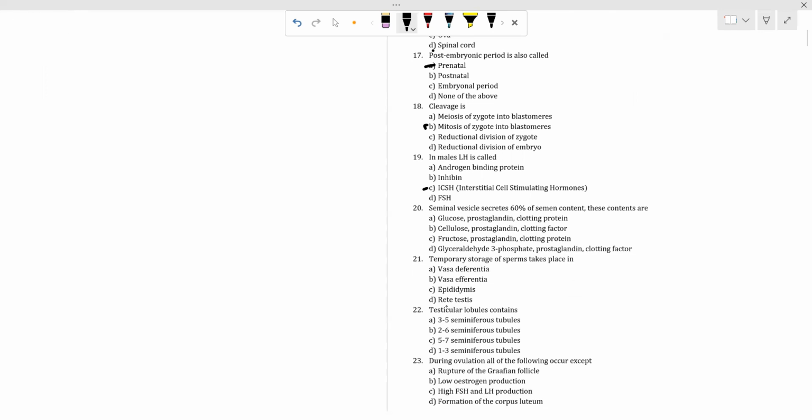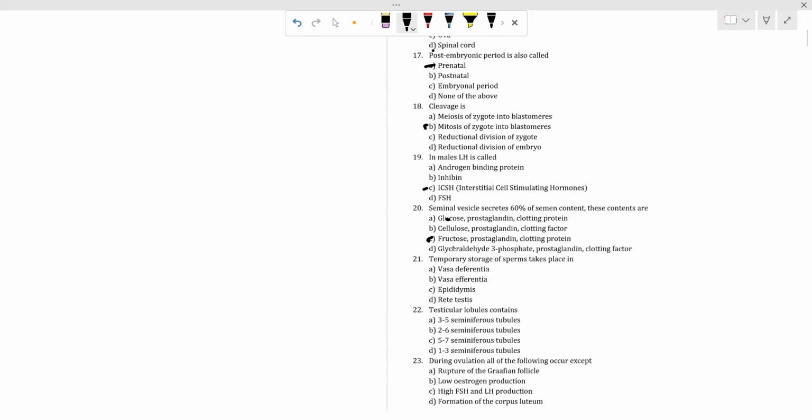The 20th question is: seminal vesicle secretes 60% of semen content. I told you the maximum is the seminal vesicle, 60% of the semen. Next, the prostate gland is almost 30%. What does it consist of? It consists of fructose, prostaglandins, and clotting factors. So the option is C. Fructose gives energy. Prostaglandins are hormones. Clotting factors, like fibrinogen, help in clotting when the sperm comes in contact with the egg.